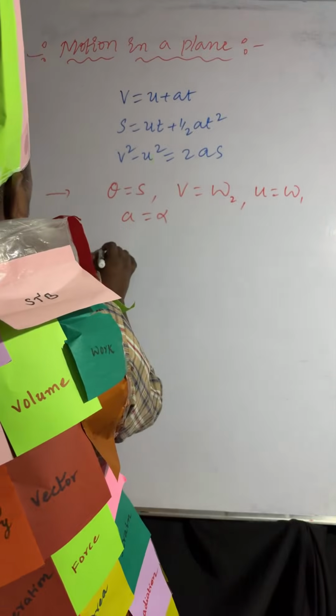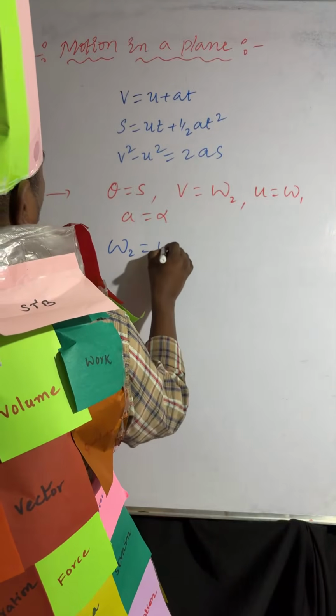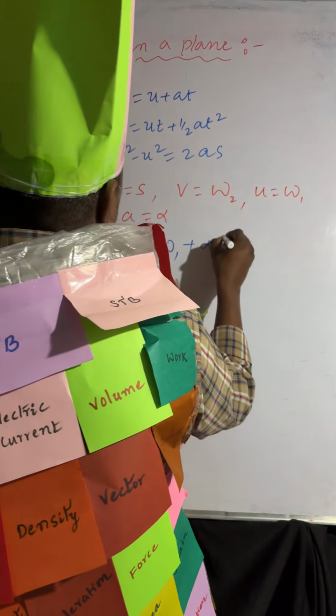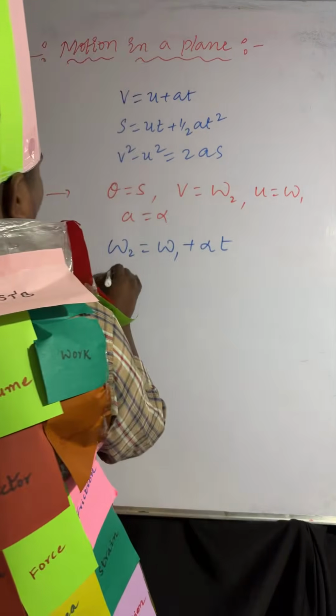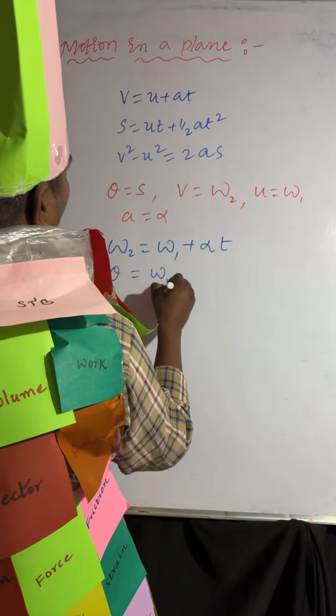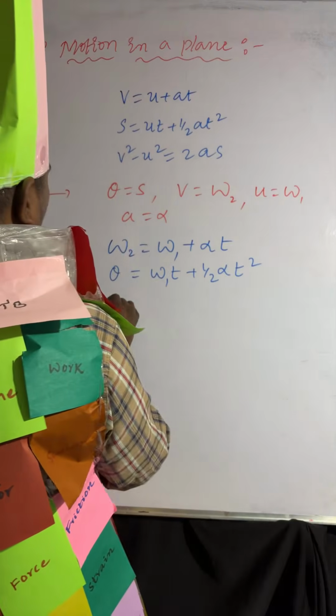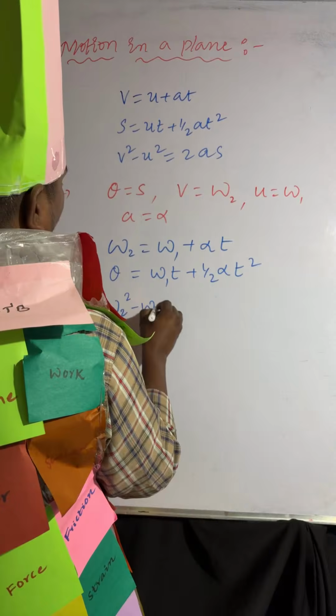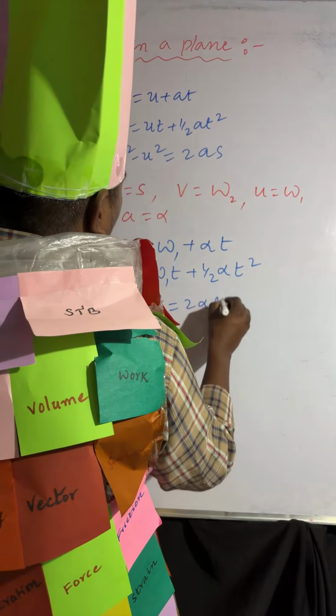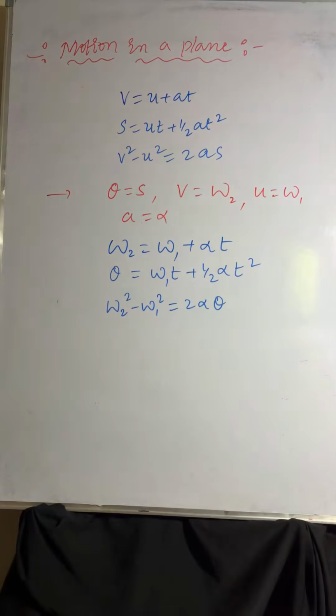So omega 2 equal to omega 1 plus alpha into t, theta equal to omega 1 t plus half alpha t square, and omega 2 square minus omega 1 square equal to 2 alpha theta. So these are the angular quantities. These are very, very important, so make sure that you learn all the points.